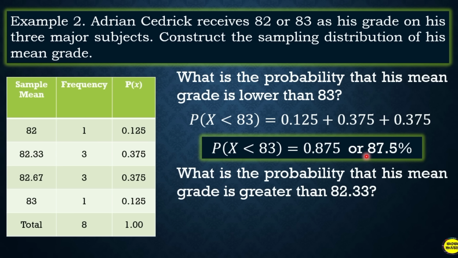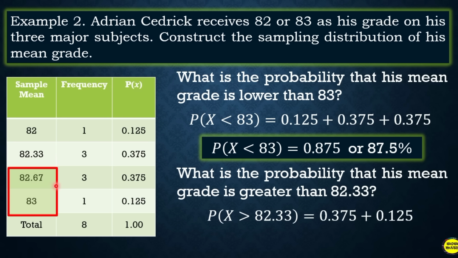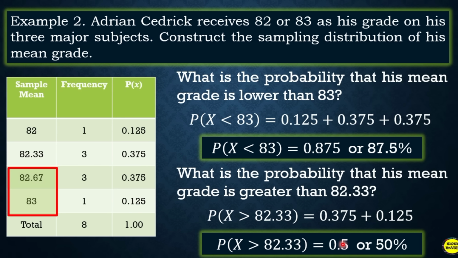Next, what is the probability that his mean grade is greater than 82.33? So, greater than 82.33, ito yung 82.33 natin. So, ano yung dalawang mean grade niya na greater than? That is 82.67 and 83. So, add lang natin yung corresponding probability ng dalawang mean grade na greater than sa 82.33. So, that is 0.375 plus 0.125. The answer is 0.5 or 50%. So, the probability na makakuha ng greater than 82.33 is 50%.